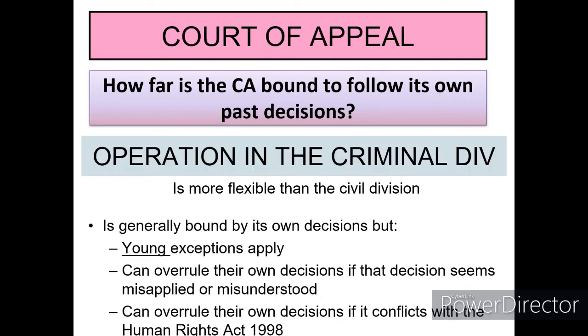As I said, the criminal division has much more flexibility than the civil division. After all, someone's liberty and reputation are at risk, aren't they? Again, the Court of Appeal is generally bound by its own decisions, but it can depart if the Young exceptions apply. But they can also overrule past decisions if they believe a decision has been misapplied or misunderstood, or of course if it conflicts with the Human Rights Act 98.